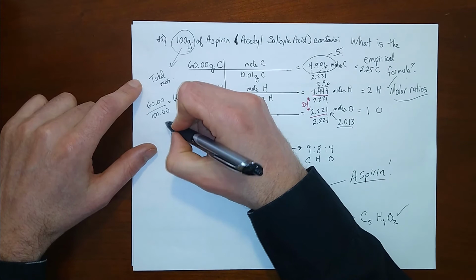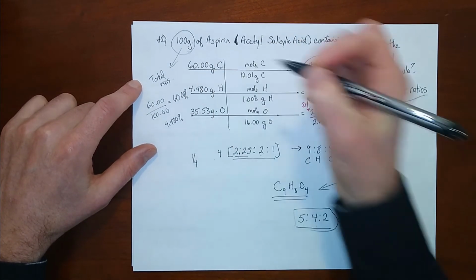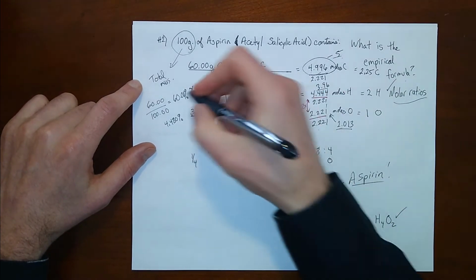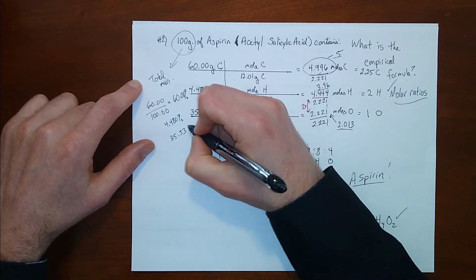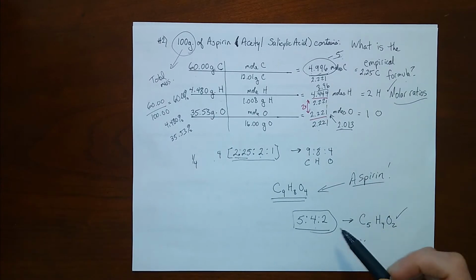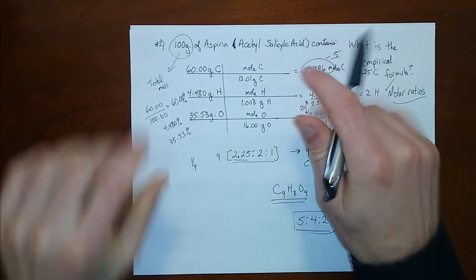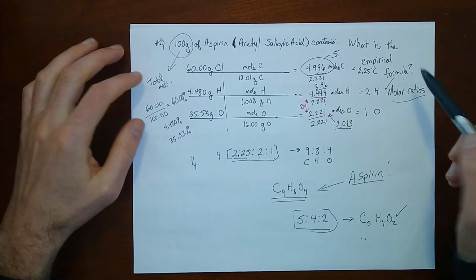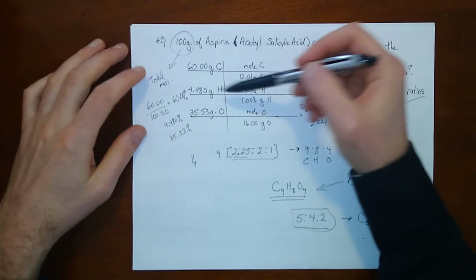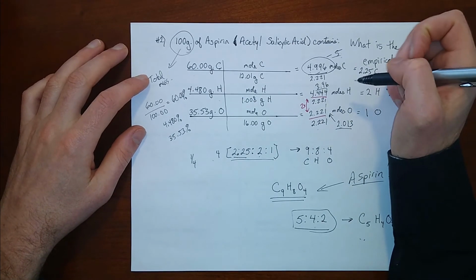4.480 parts out of 100 is 4.480%. 35.53 grams out of 100 is going to give me 35.53% of the mass. And again, if I check these, if I add these up, it will add to 100 or very, very close to it. If you're off by a couple hundredths or so, it doesn't really matter. That's just coming from the measurement imprecision or the measurement inaccuracy, measuring errors.